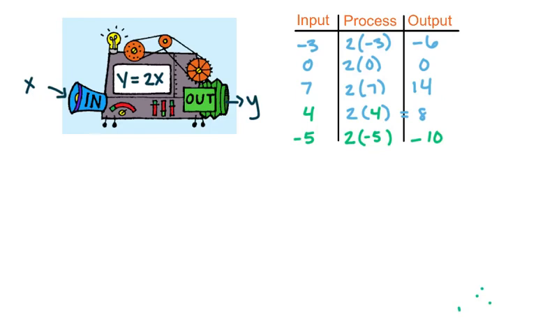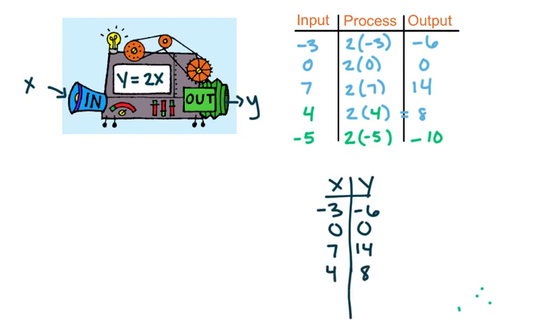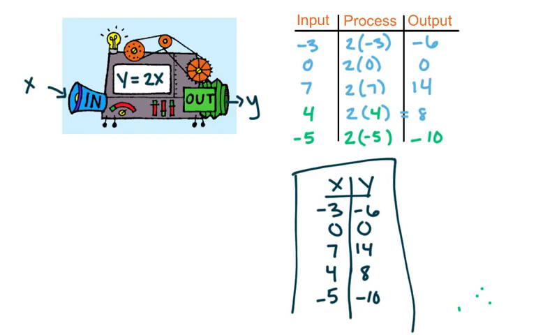So these input-output pairs are essentially creating a table of values. So when I put -3 in, I got -6 out. When I put 0 in, I got 0 out. When I put 7 in, we got out 14. When I got out 8, it's because I put a 4 in. When I got out -10, it's because I put a -5 in. This table is a representation of my function rule that I drew over there.